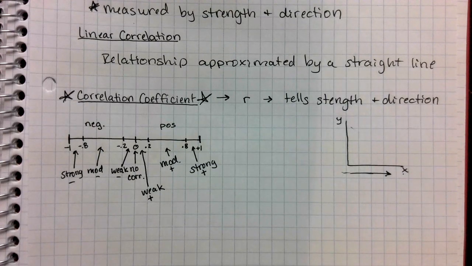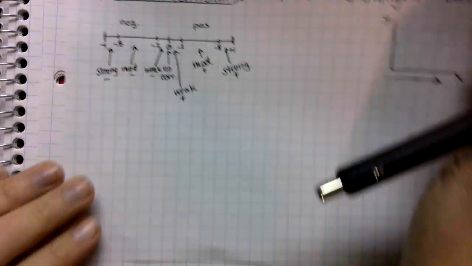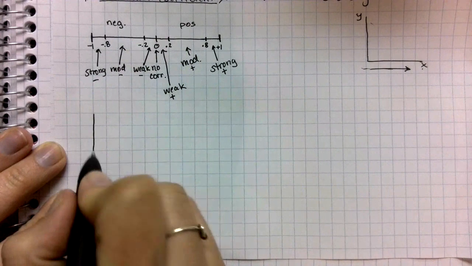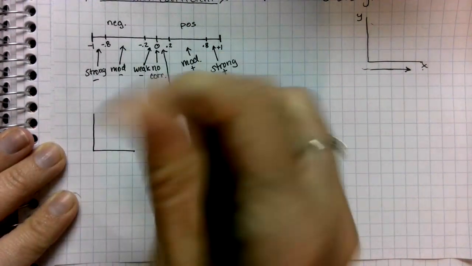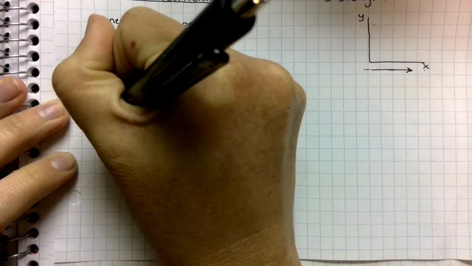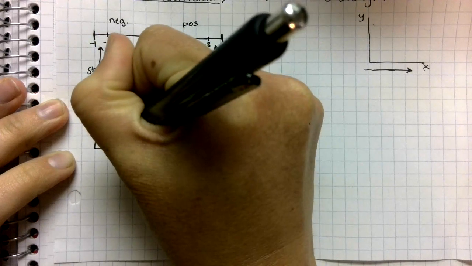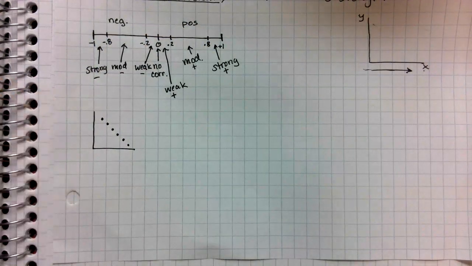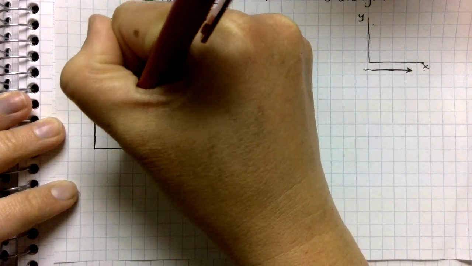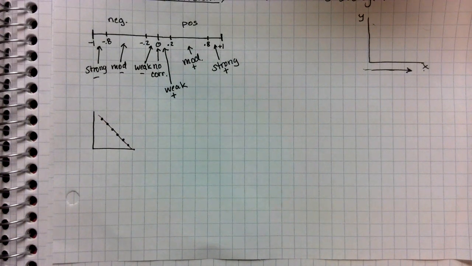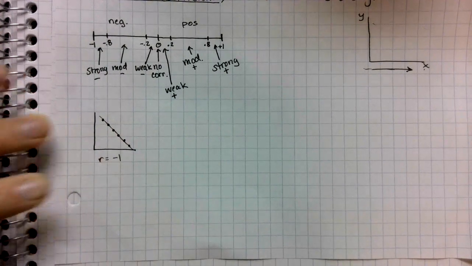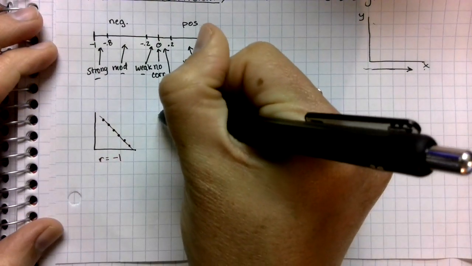So let's see some other little pictures that I want to draw just to make sure you are understanding these values. Okay, so for this first graph, let's say that we have our data points and they happen to fall in a perfect line like this. Because it is going downhill, it is negative, and because the points all fall in this perfect straight line, it is very, very strong. So with this one, I would say that it has an R value of -1.